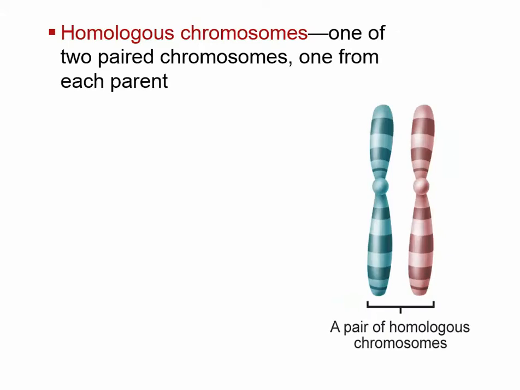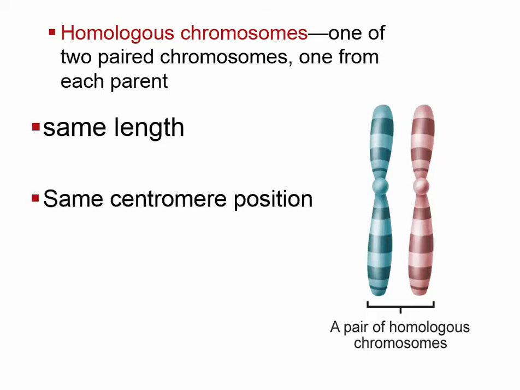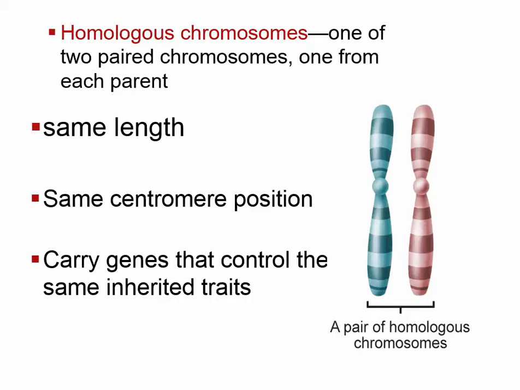Now these chromosomes, this 23 pair we have, they're paired chromosomes. One set from your mother, one set from your father. The way they are paired, they are called homologous chromosomes. In order to be homologous, first of all, they need to be the same length. The centromere needs to be in the same position. And they should have the same genes that control the same inherited traits. Now they may have different alleles, but they do nonetheless have the same genes.